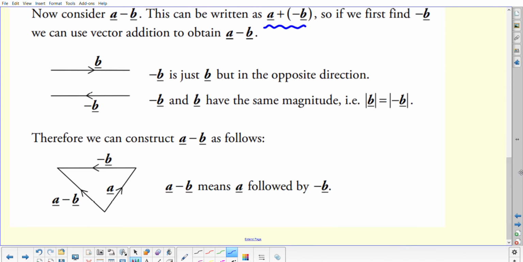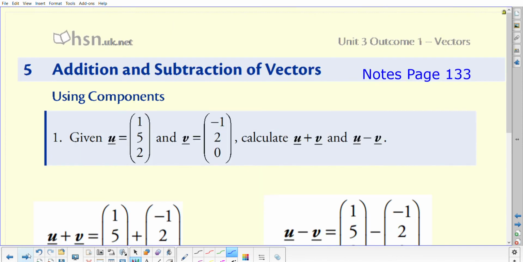So therefore, if you're trying to create a diagram to represent A minus B, there's your starting point, and when you get to the end of vector A, you would then be adding on the negative B, which would take you down to here, and that would be your finishing point. And then this vector here, the resultant vector, would be A minus B. So just remember it as A add on negative B is effectively what you're doing.